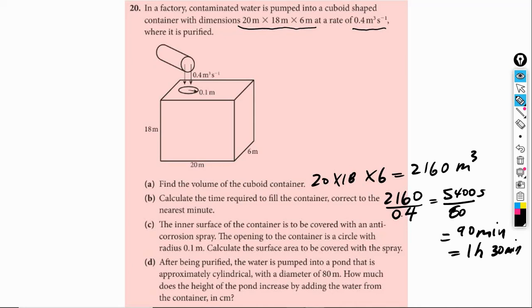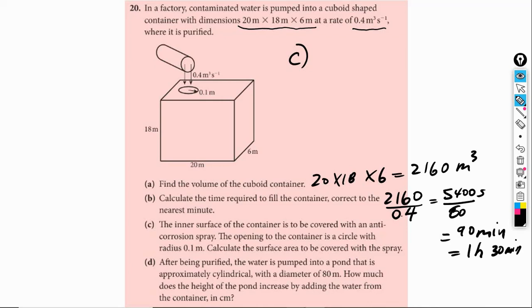Let's go to part C. So part C says that the inner surface of the container is to be covered with an anti-corrosion spray. The opening of the container is a circle with radius 0.1. Calculate the surface area to be covered with the spray.